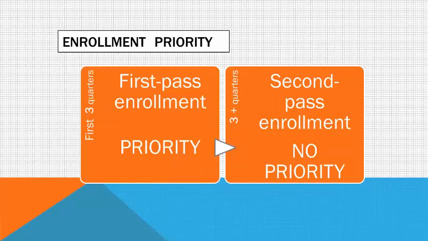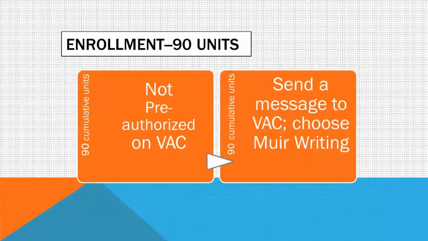This is just the shorthand version of enrollment priority. In the first 3 quarters, you have first pass enrollment, which is your priority. In 4+ quarters, you have second pass enrollment, which is no priority for first pass. And here's the enrollment for 90 units. If you have 90 cumulative units and you're not pre-authorized on the VAC, then send a message to the VAC and choose as your topic Muir Writing.